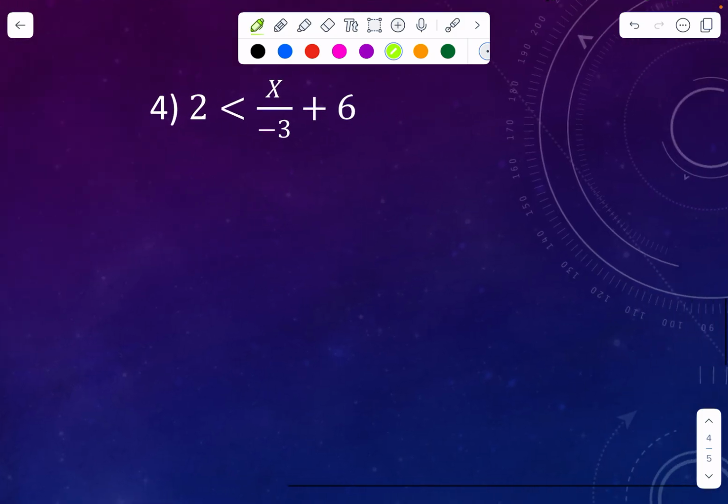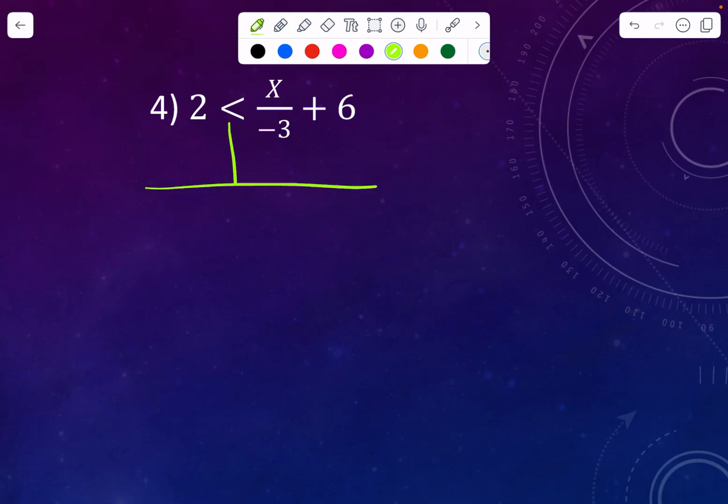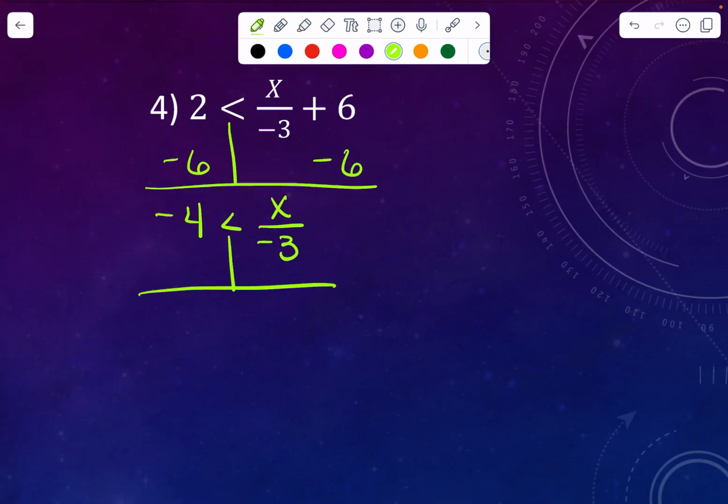Okay. Number 4, I start off. And I'm going to get rid of the 6. It's a positive 6, so I minus 6 from both sides. Then at this point, I'm going to multiply by a negative 3. Now, this is where that rule comes back in. I multiplied both sides by a negative here. So negative 4 times negative 3 is 12. That's going to cause the less than symbol to become a greater than symbol, and then x.